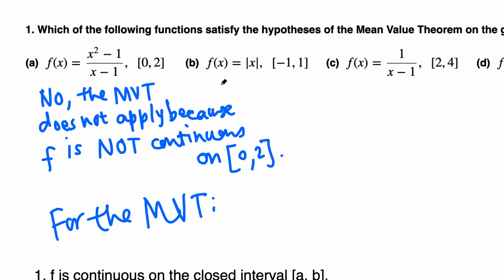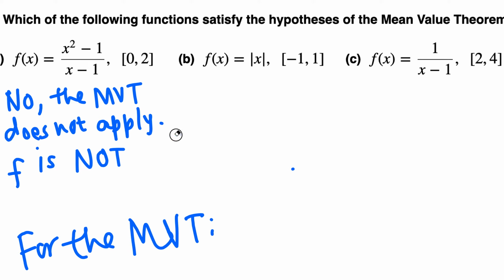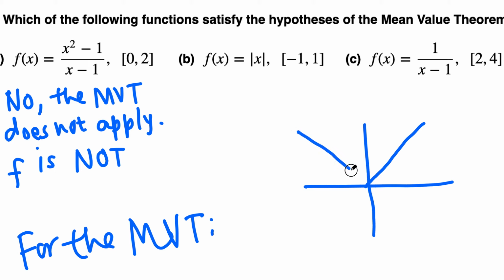Let's go for part B. So we got the function f(x) = |x| on [−1, 1]. And we know that the graph of the absolute value of x is just a V-shaped graph. So this is the graph of y = |x|. And we know that at 0, we got a corner point. So this function is not differentiable. This is continuous everywhere, but not differentiable at 0. And it's differentiable everywhere else.